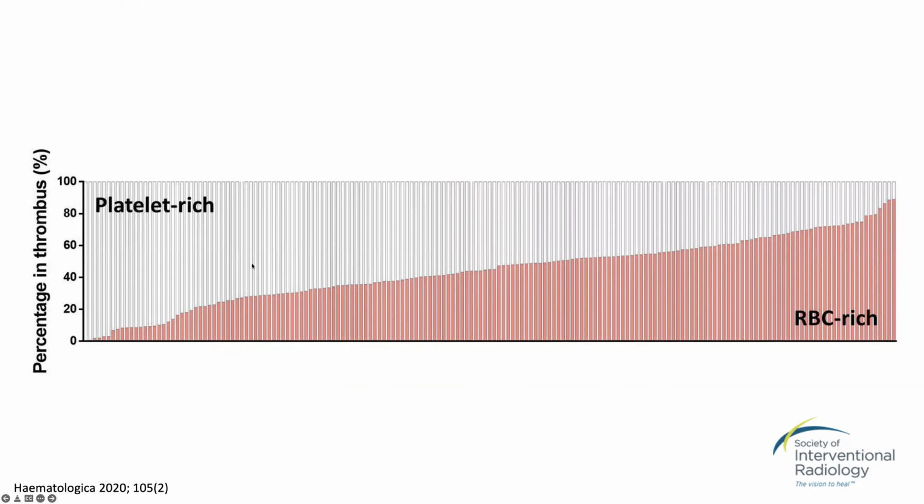This little diagram, again, is taken from the paper here. So for the percentage of thrombus, some of them are very platelet rich, where they're 100% platelets, and then the other ones are almost completely RBC rich. And this is important a little bit later in the talk.